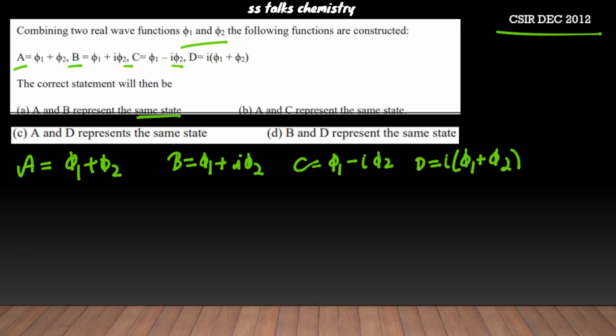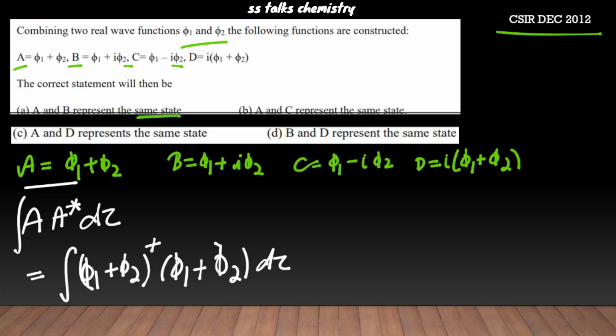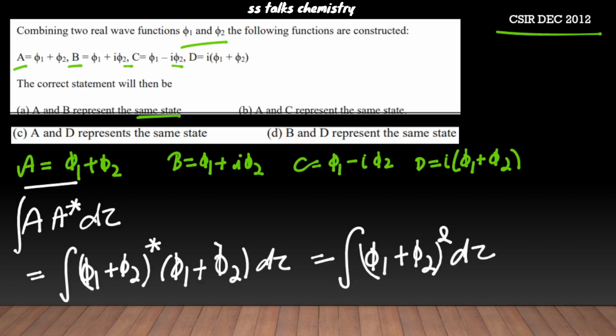So if I find the probability of this A and the A star, its d tau, this value is going to be phi 1 plus phi 2 into phi 1 plus phi 2 into the d tau of it. So this was in the form of conjugate, but there are no iota terms included. So it will be equal to the integration of phi 1 plus phi 2, its square, into the d tau of it. Like this we can say it, right?